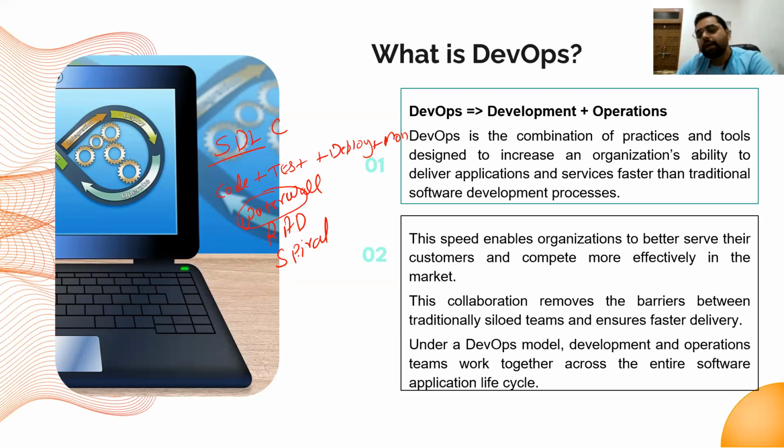After the waterfall model, was there any other model? Let me discuss that point also.